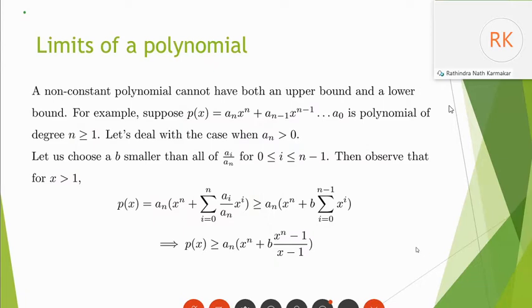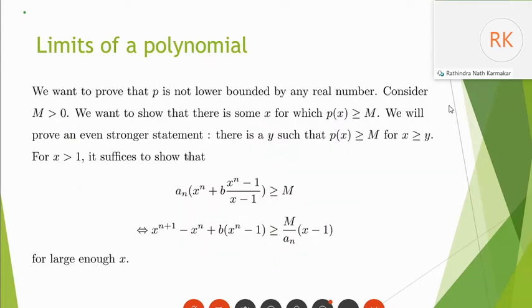So let's go to the next page. First, I want to prove that this p is not lower bounded by any real number. Remember that initially we assumed that the leading coefficient of p is positive. So what I'm trying to show is, if the leading coefficient is positive, then p is not lower bounded. Initially we wanted to do either of two things: either prove that p does not have a lower bound or does not have an upper bound. For a positive leading coefficient, we will prove that p does not have a lower bound.